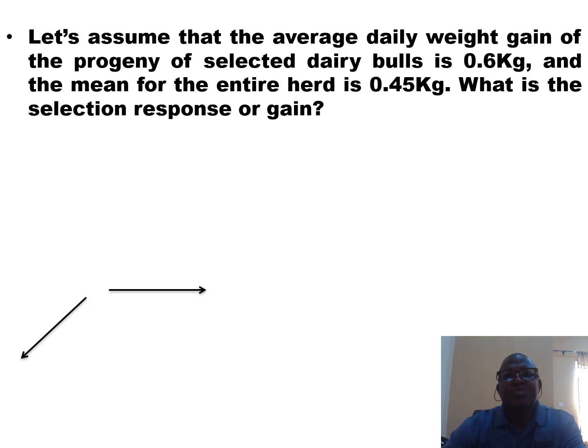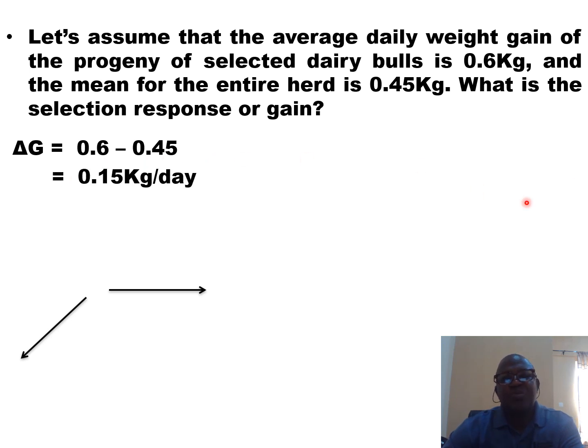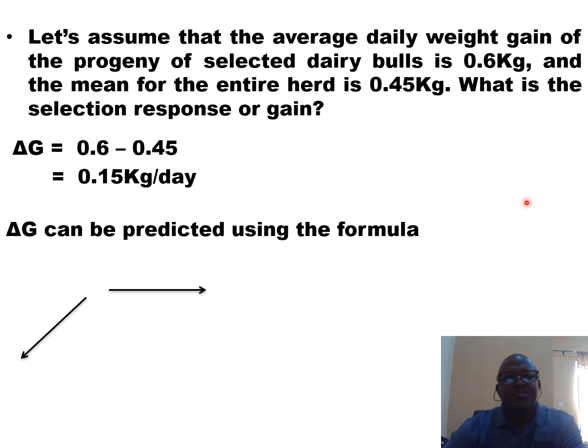So let's assume that the average daily weight gain of the progeny of selected dairy bulls is 0.6 kilogram, and the mean of the entire herd is 0.45 kilogram. What is the response of the gain as a result of selection? From the formula delta G, 0.6 minus 0.45 will give us 0.15 kilogram per day. That is the selection response or the selection gain.